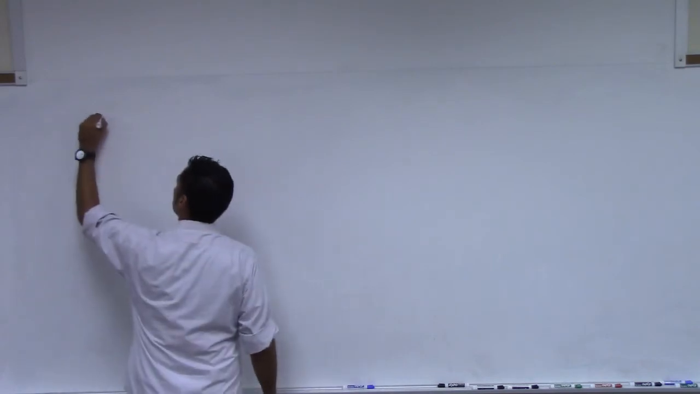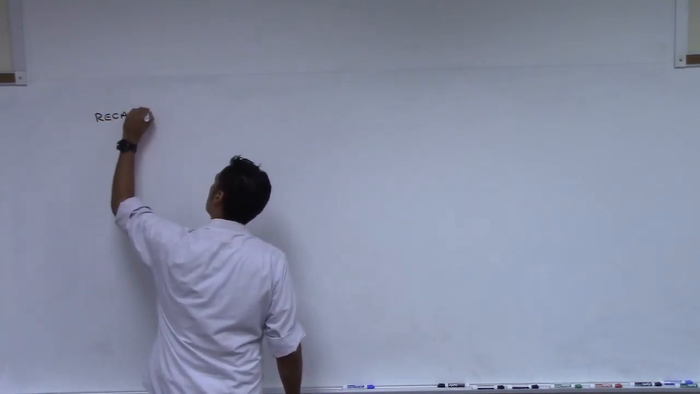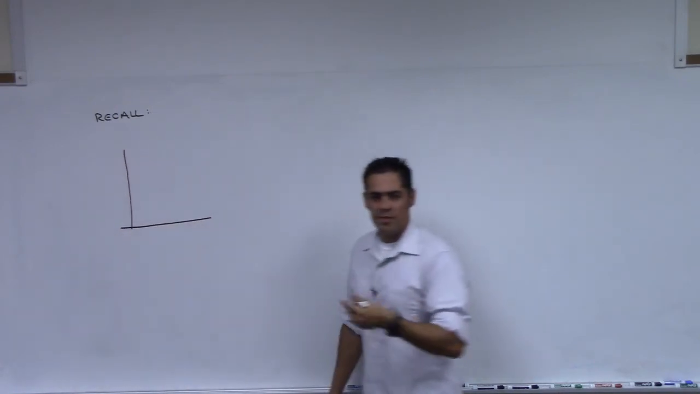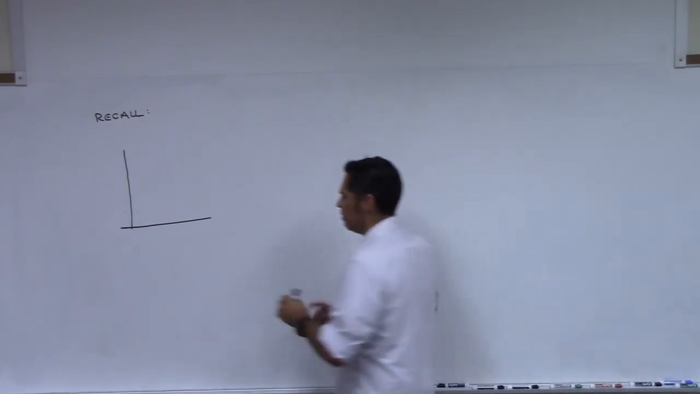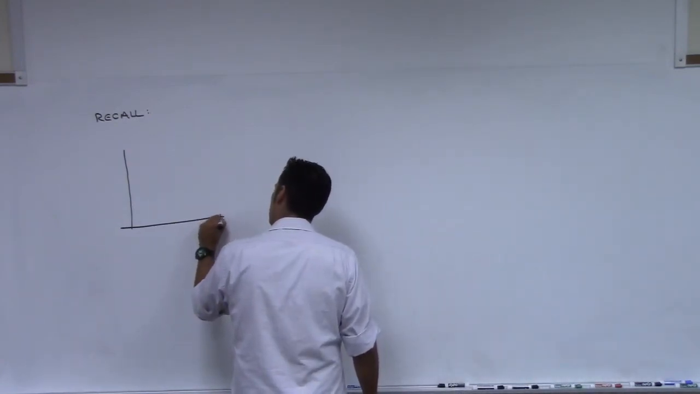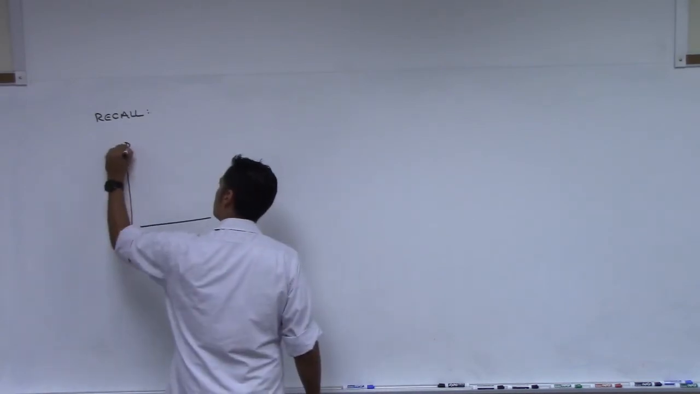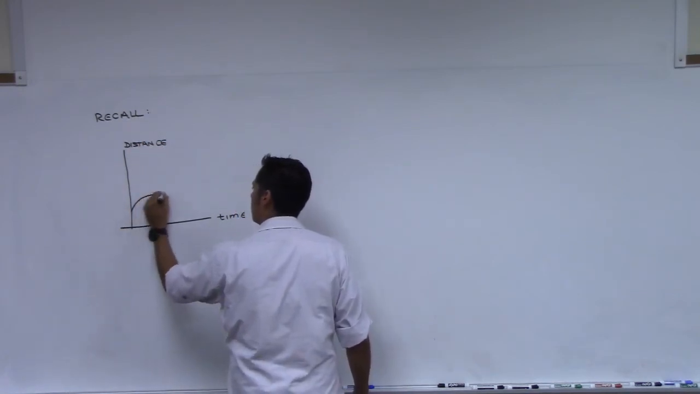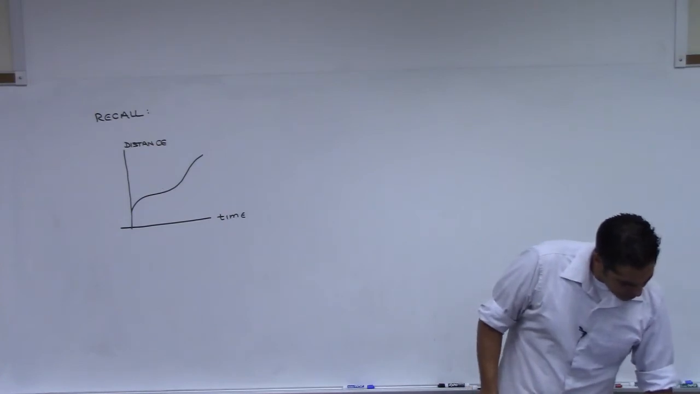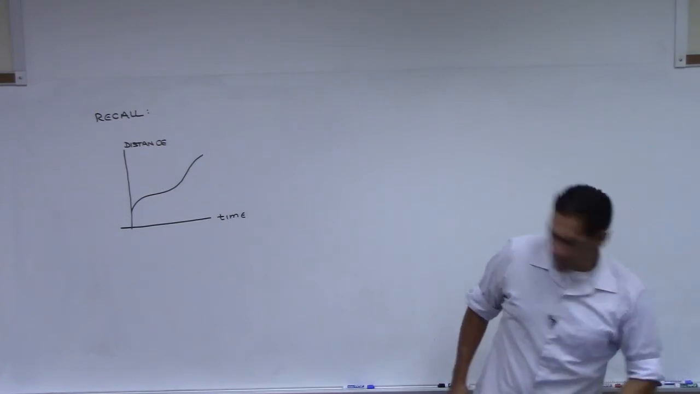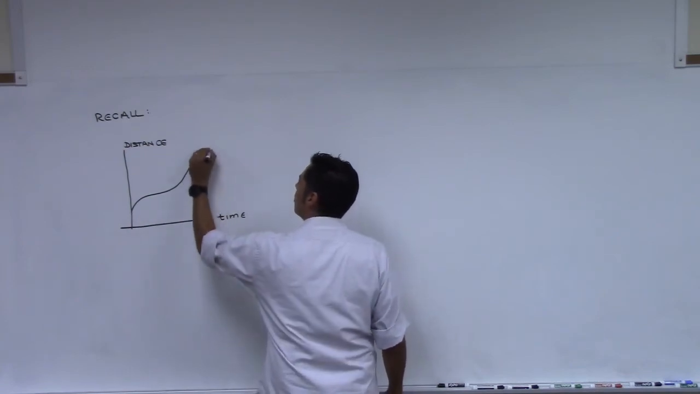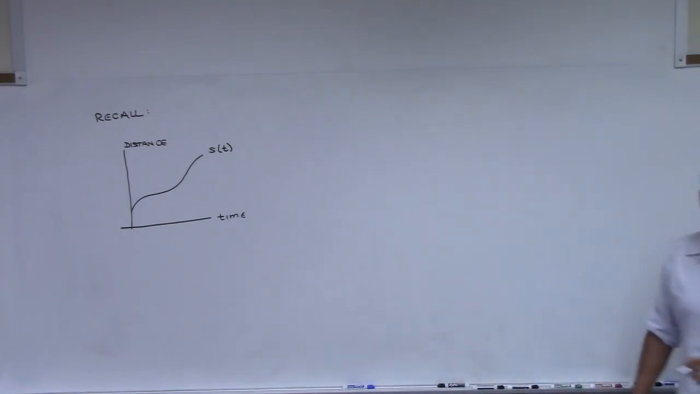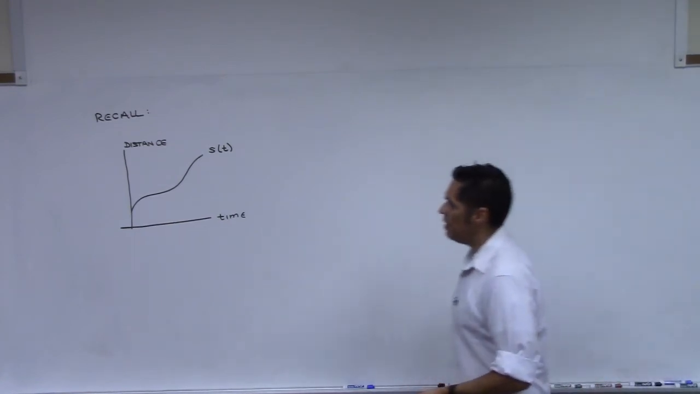Okay, recall that, when I put recall up there, that means you should have seen this in Cal 1 or pre-Cal or college algebra or somewhere in your life. If this is time and this is distance, and we have a function in here, which we'll use, this function, we're not calling it f of x, we're going to call it s of t. S of t. T being time, and s, that's just the variable the book uses, all right?